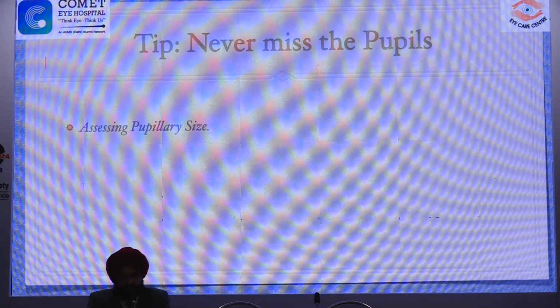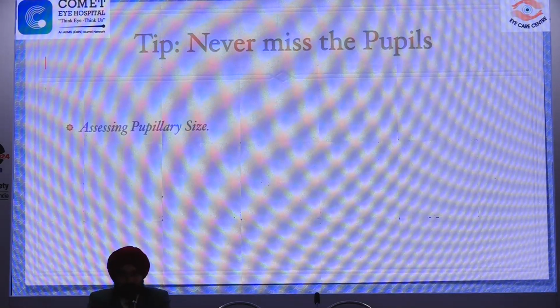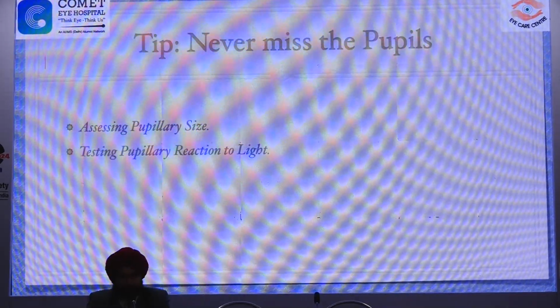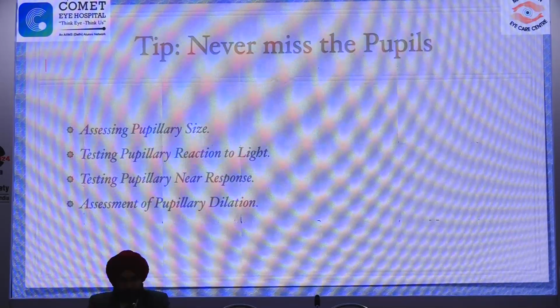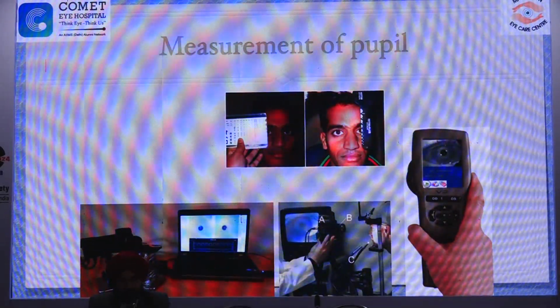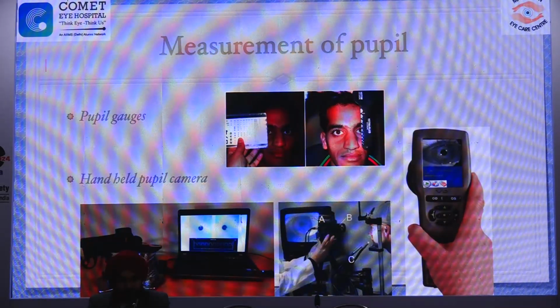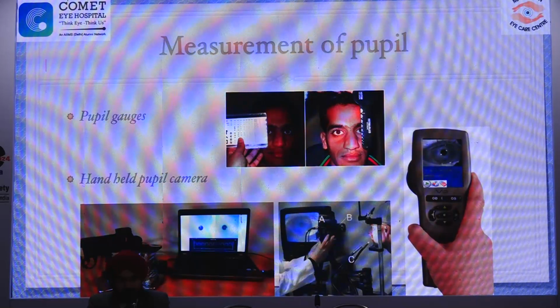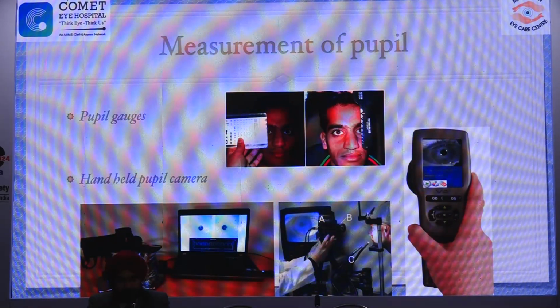Never miss pupils. Never dilate the patient in the OPD by a blanket order to the staff that all patients should be dilated, because you need to assess the pupil size, the reactions, the near response, and the pupillary dilatation reaction, and also test the RAPD if possible. We don't need various kinds of pupil gauges or handheld pupillary cameras. We just need a scale or a pupil marker, usually behind our occluder, to assess the size of the pupil, which can be easily done in the OPD.